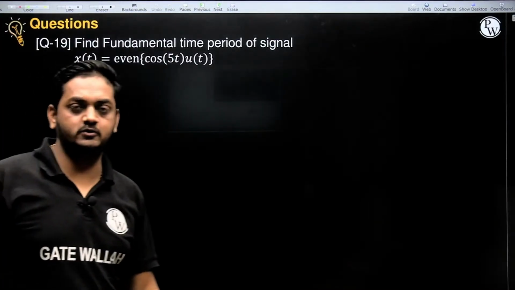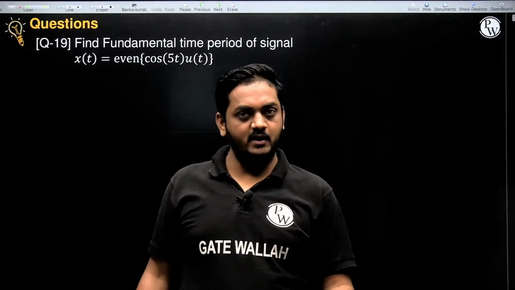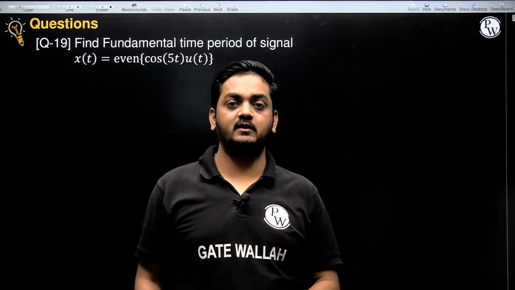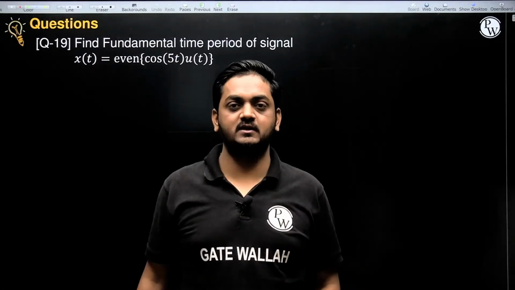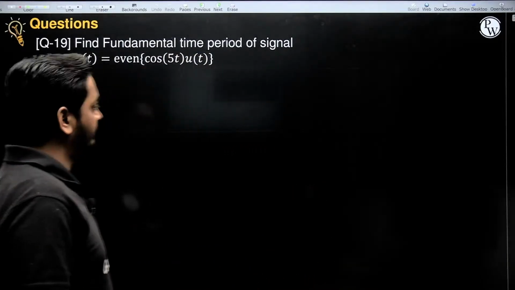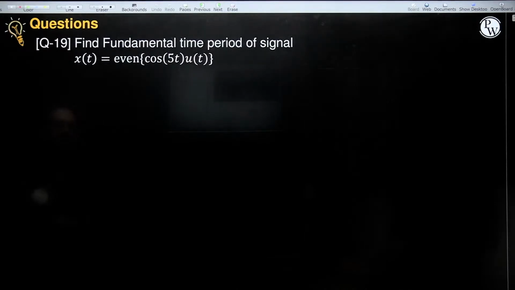Yes, T2 by T1 also you can do. T2 by T1, T3 by T1, or T1 by T2, T1 by T3. You can find the ratio of any two numbers. Correct? Any two fundamental time periods. Now this is very much important.